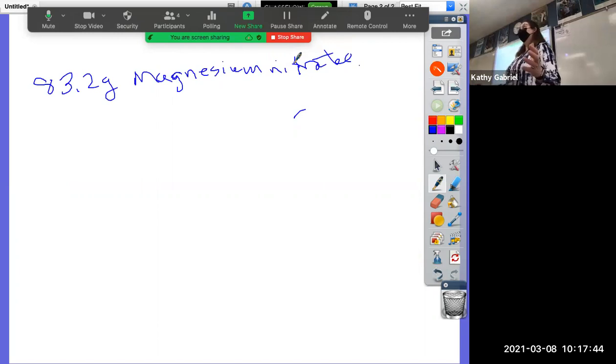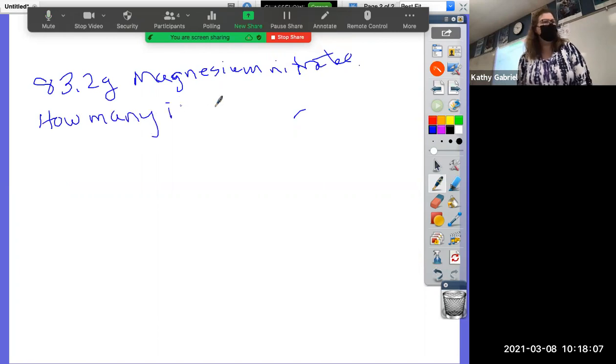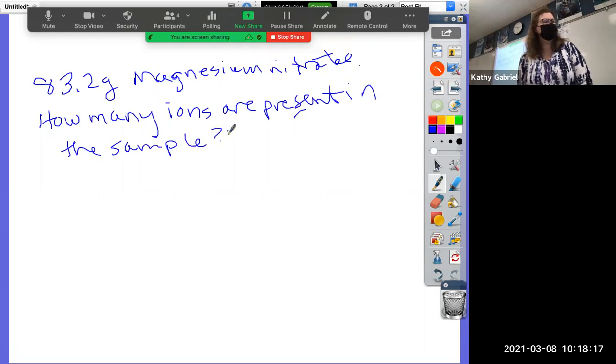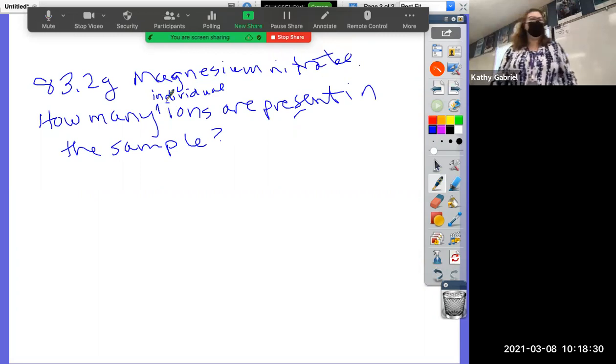All right, where do we want to go? Well, can we go to liter count? Is this going to be a gas? Ionic substances are always solid at room temperature, always. So it's not going to be a gas. So we're never going to go to liter count. So we're probably going to Particleville. So let's say, how many ions? And I want to change this to individual ions still present in the sample.